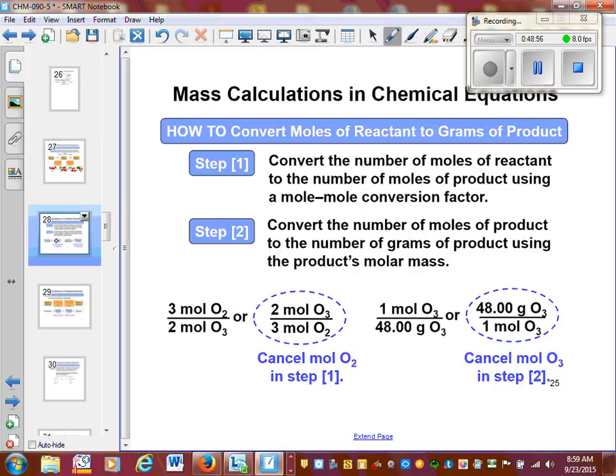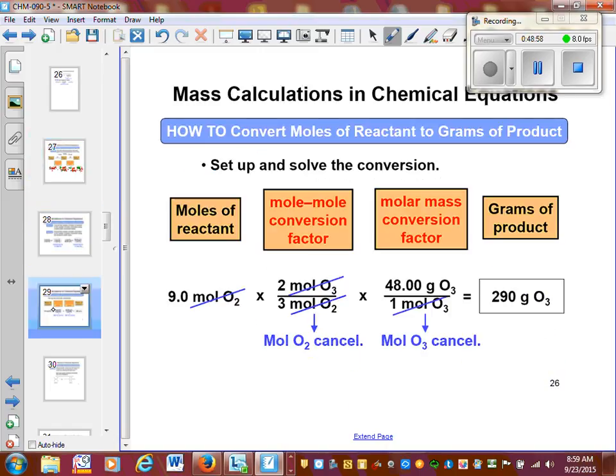Can you do one more? Oh, we're going to do plenty of it. If you know where you're starting and where you're ending, the road map tells you what to do each step of the way. Think of it as a GPS for stoichiometry. So you did 9.0 times 2 divided by 3. Well, I did 9 divided by 3 times 2. 9 divided by 3 is 3. 3 times 2 is 6. 6 times 48 is 288.